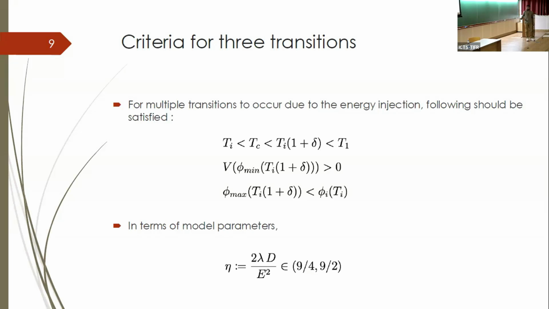And in terms of the model parameters, it is nice to quantify the model dependence in terms of this eta variable, which I defined as a ratio of lambda d by e square. For a standard scenario, eta is always lower bounded by 9/4. Once you plug in these three conditions and solve them, you also get an upper bound on eta, which is 9/2. So from now onwards, I will keep eta as my parameter to think about the model dependencies. For a corresponding value of eta, you can choose your values of lambda, d, and e to get a particular class of model.